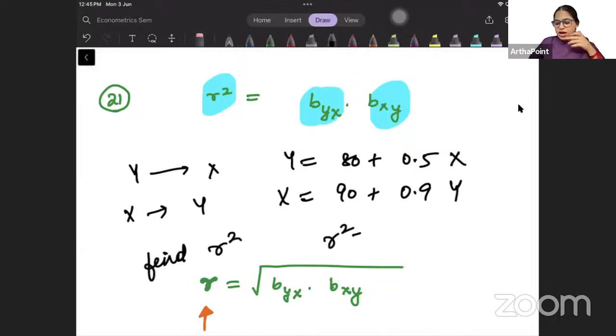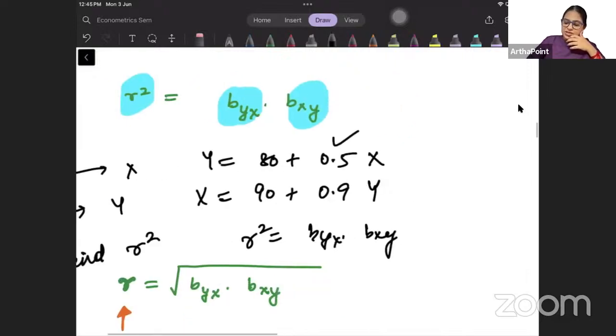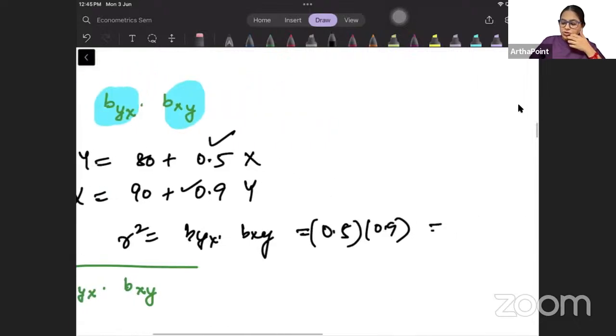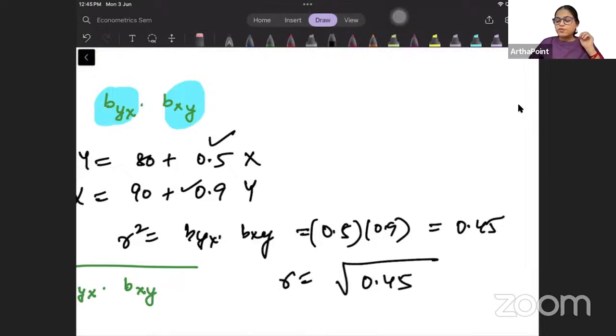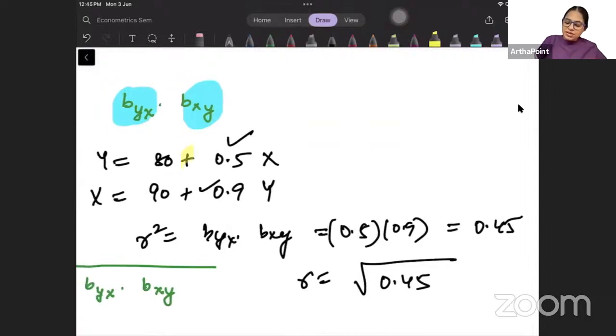So just remember that R square will be BYX into BXY. So that means this into this. So 0.5 into 0.9. So this is going to be 0.45. Right? And if I ask you what will be R, it will be under root of 0.45. Now, whenever you take under root, you have to know that the sign can be positive as well as negative. So we will always go by the sign of BYX and BXY. So since this sign is positive, this will be positive.